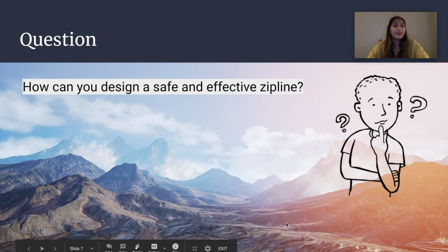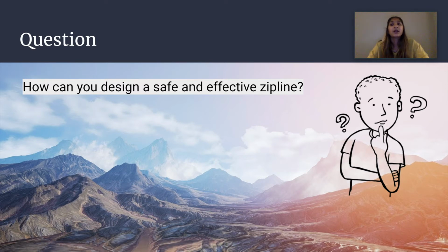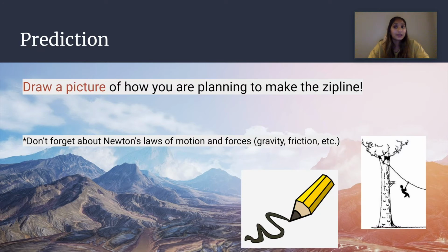Now that we've learned a little bit about zip lines and Isaac Newton's laws of motion, we can move on to our question for today. Our question is, how can you design a safe and effective zip line? For our prediction, draw a picture of how you're planning to make your zip line. Let's remember to include and think about Newton's laws of motion as well as forces that we talked about earlier, like gravity and friction, and how we should build our zip line so it's safe and effective. So go ahead and pause the video and draw your picture.